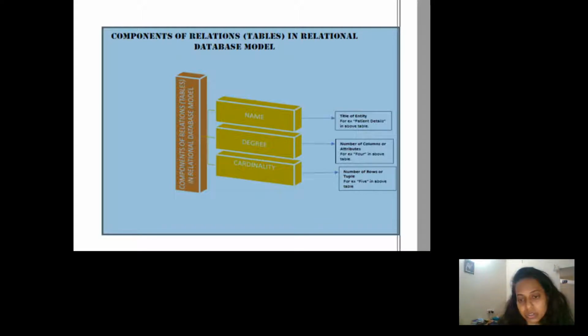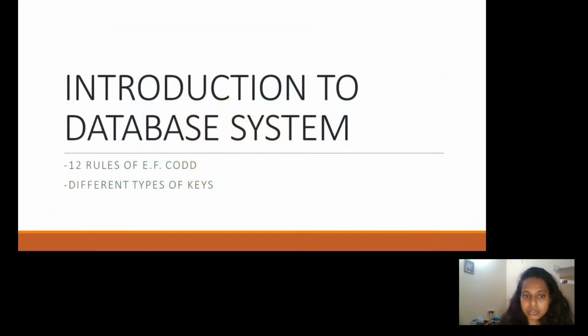third one is indicated by number of rows of a particular table, which are known as tuple, and the number of columns are known as attributes, and this one is your entity. So this is all for the introduction of database management.